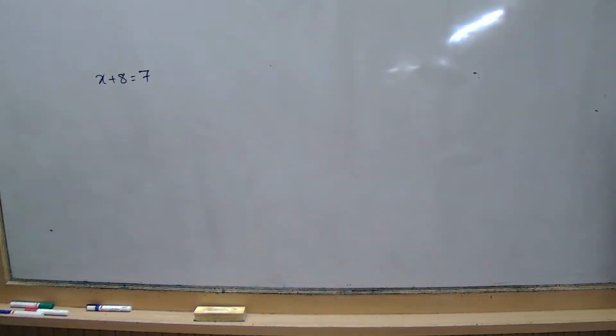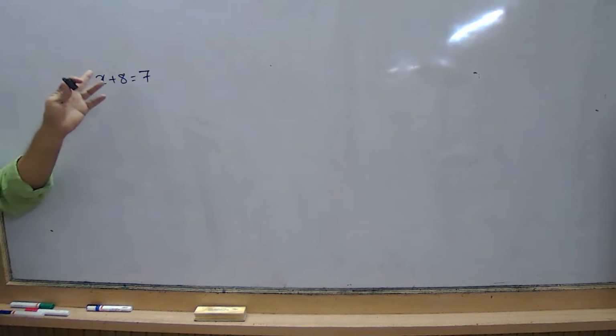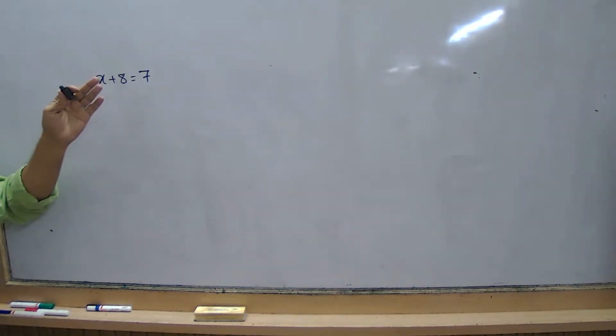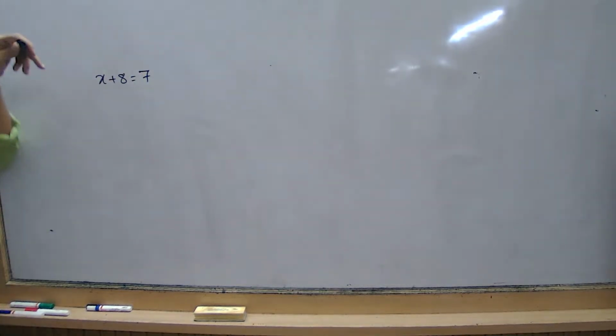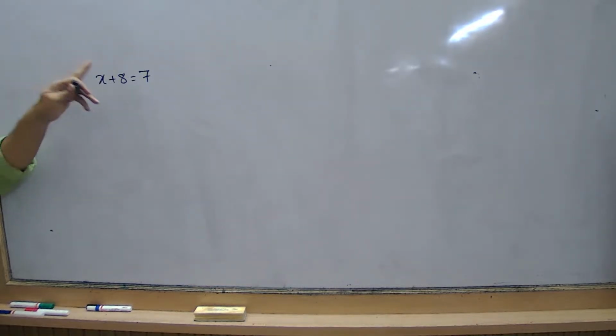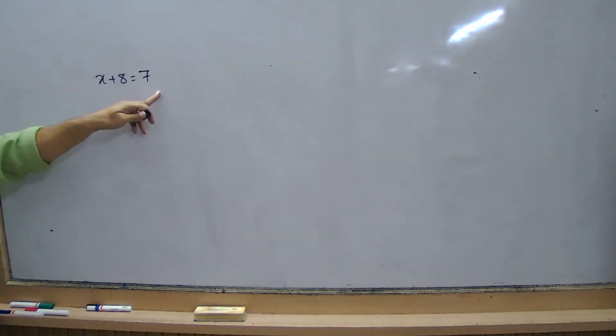What is the meaning of solution? The value of the variable. What is the variable over here? x, which satisfies this condition. When x equal to minus 1, you substitute, both the sides will be equal. Minus 1 plus 8 is 7. This also says the same.